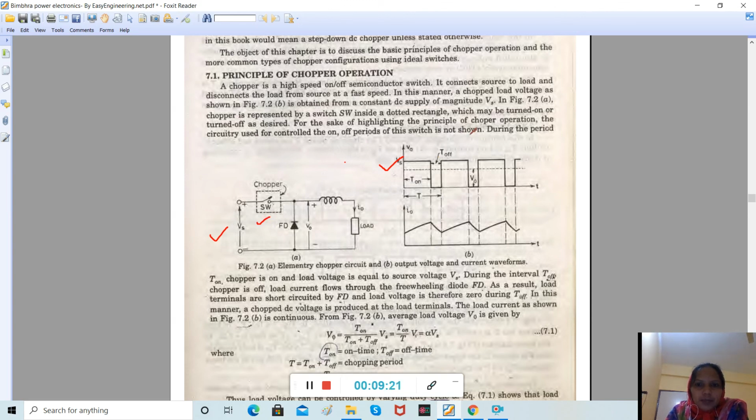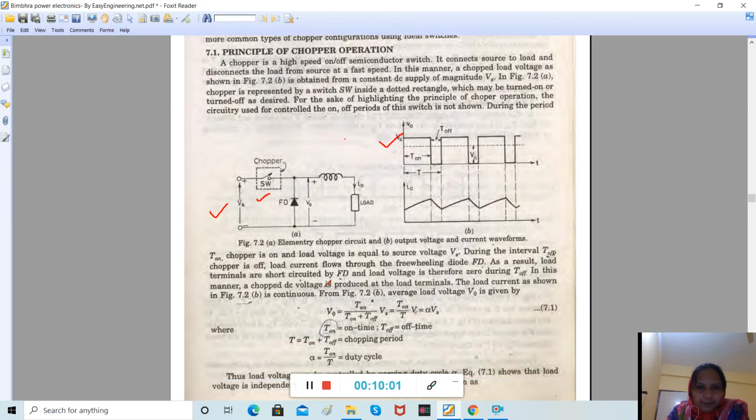For the sake of highlighting the principle of chopper operation, the circuit used to control the on and off period of this switch is not shown. Here we mainly consider the chopper operation. That's why the switch on and switch off part is not highlighted. It is hidden. Whatever control mechanism is used for the operation of this switch, it is not highlighted here. The main focus area is the operation of this chopper circuit.